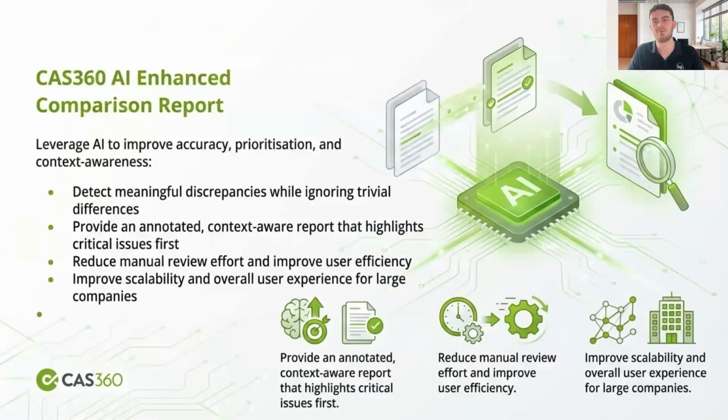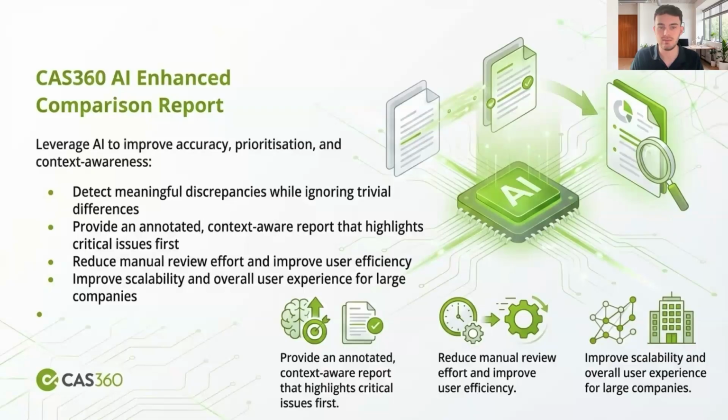AI enhanced comparison reports. This is one that I think I'm looking forward to more than anyone else across the country, or across the world, actually, because this is going to be a global piece for CAS 360. I know a lot of you have reported to us that on a comparison report, a lot of the discrepancies that show up are actually really similar. It could be capital letters, it could be a comma, it could be an address format that is ever so slightly different, in the sense that one says England and one doesn't, or one says Scotland and one doesn't.